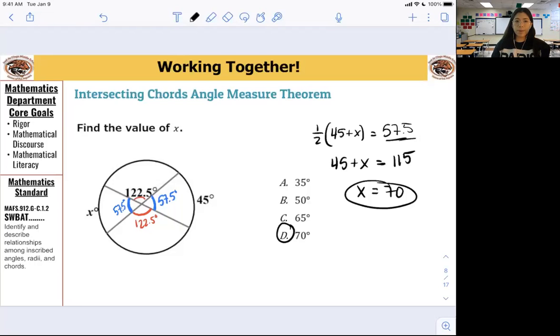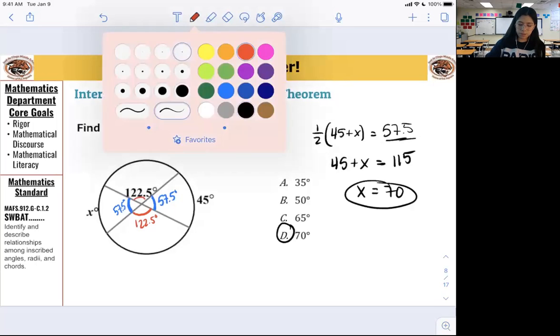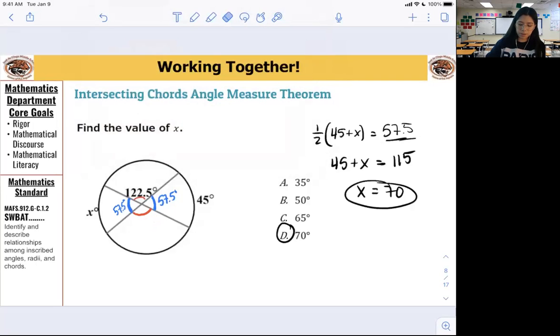So that's one way to do it, but there's a much, much, much faster way. You guys are doing twice the work. All you have to do is subtract from 180, because these two angles are on the same line. Think of that. They're on the same line, so together they have to add up to 180. So 180 minus 122.5, I get 57.5. Just subtract from 180. There we go. Questions?